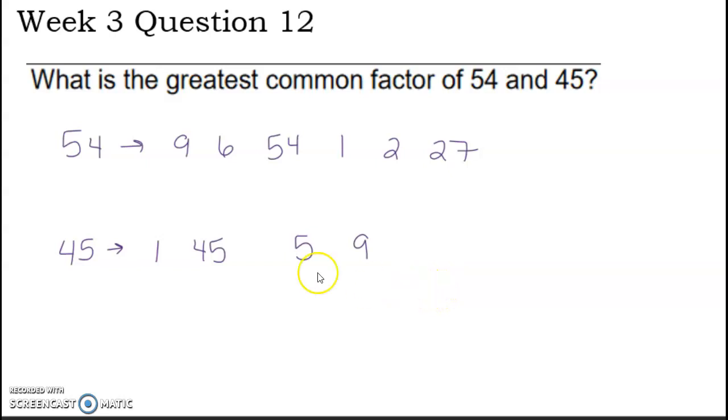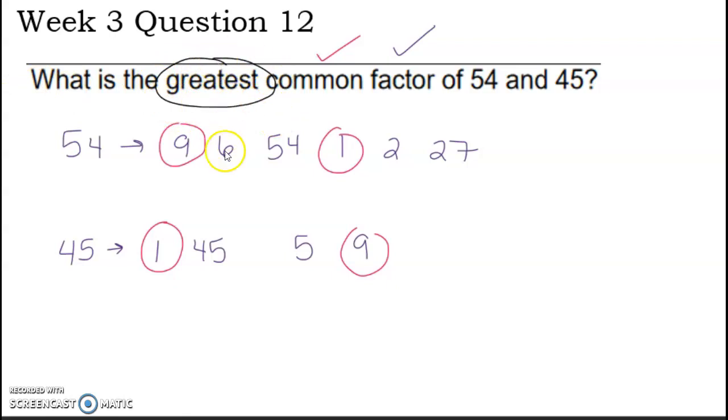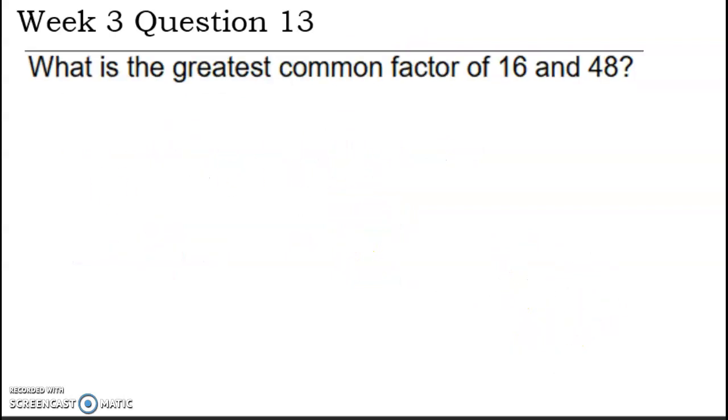So once you list the factors, we'd have to first know what a factor is. Now let's find the ones that they have in common. That's the next step. So they both have 9s. They both have 1s. I think that's it. But now the last question it wants is the greatest common factor, and that would happen to be 9. 9 is the biggest number that they have in common.